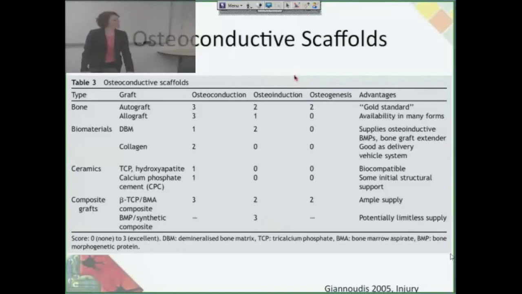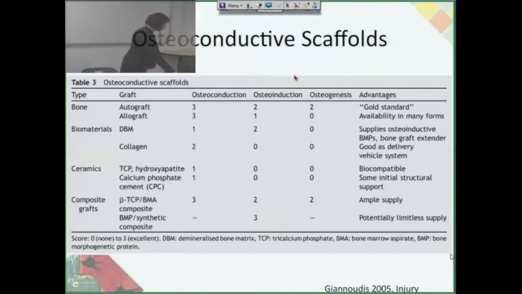And then you can also use demineralized matrix, which is what DBM is, demineralized bone matrix, and that's often used from a xenograft, from an animal product. And then there are a lot of scaffolds based on ceramics and composites between natural materials, polymers, and ceramics. They have their own advantages and disadvantages, and there are so many different types. You can look into that later.